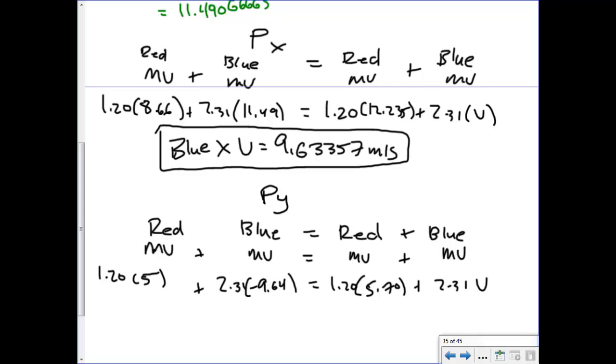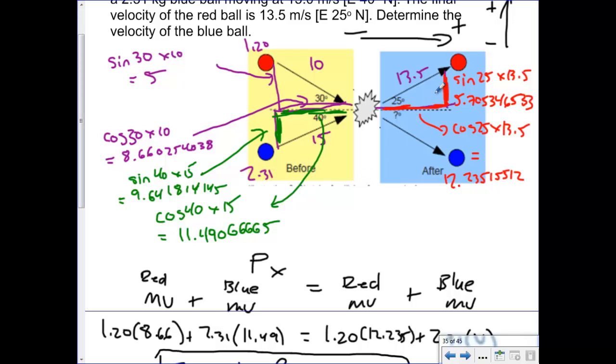And then divide by 231. I got negative 10, like almost right on the dot. How come that 5.7 is negative 2? What was that? This one right here? Yeah. Wasn't the red one going up though?